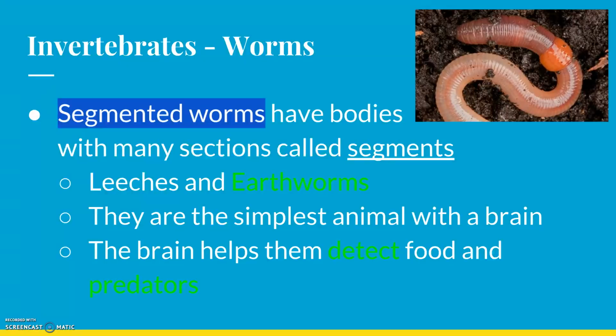So the brain helps them detect food and predators. So like I said, the leech looks for blood, and a lot of times predators. So if a worm can kind of sense that a bird's coming, it might be able to bury itself down into the soil.